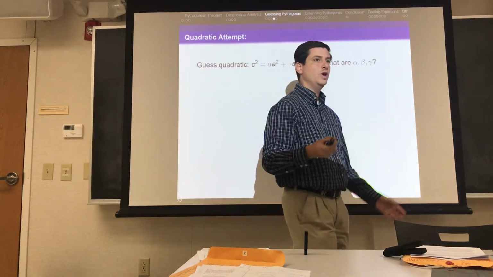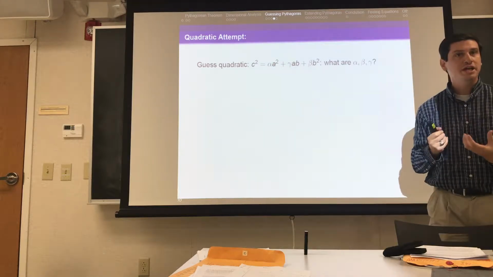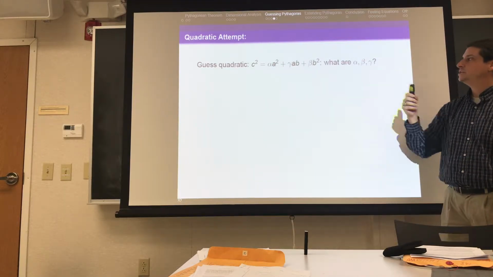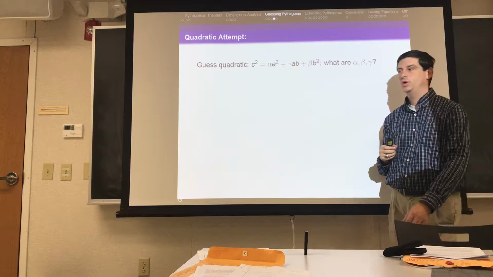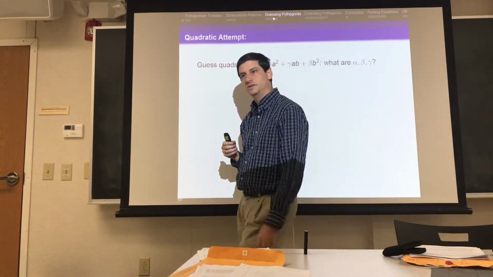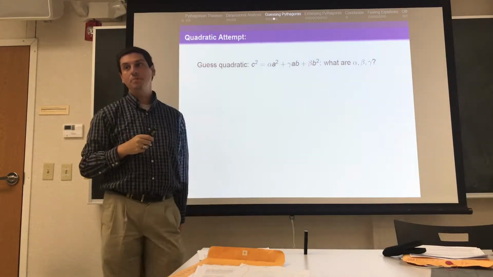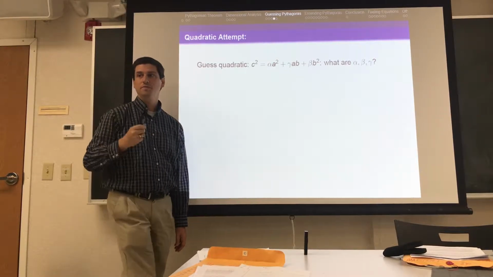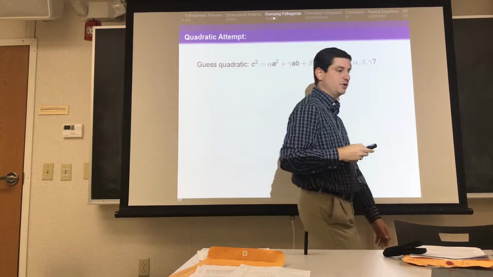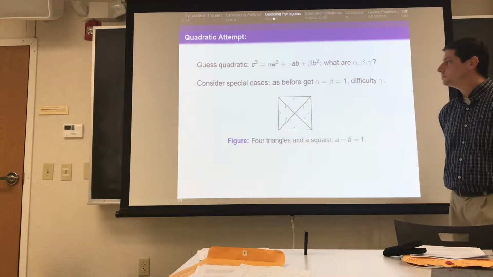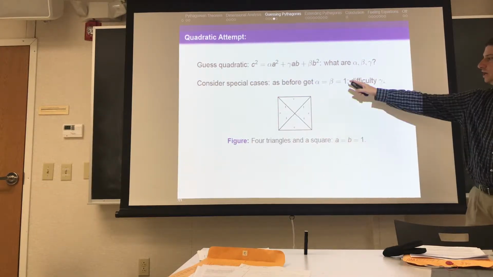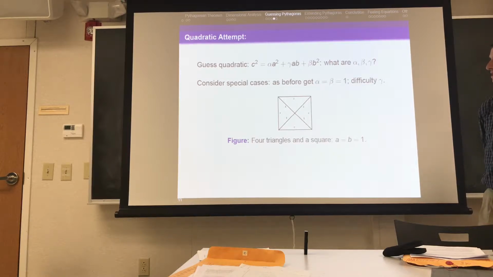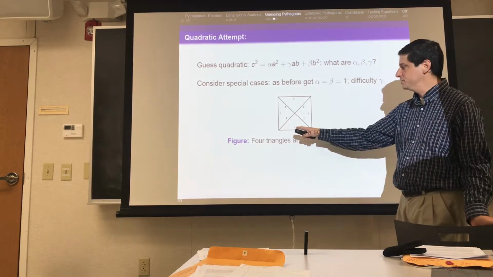So there's incredible value in looking at extreme cases. By looking at the extreme cases, we know alpha and beta have to be 1. Now we're just down to gamma. Gamma better not be more than 2, because if gamma is more than 2, we're going to violate the law of triangles. So let's look at special cases as before. We know alpha equals beta equals 1. The difficulty is gamma. So let's say we have, again, a 45, 45, 90 triangle, with a hypotenuse of size C.